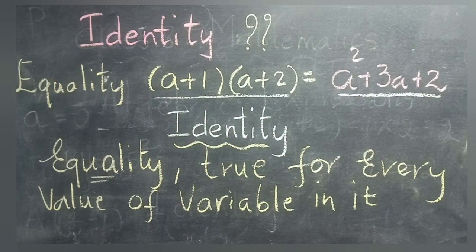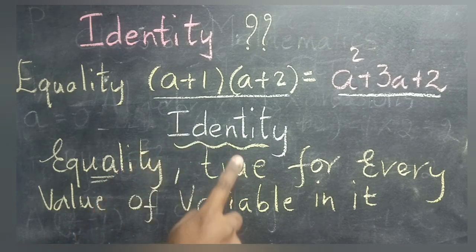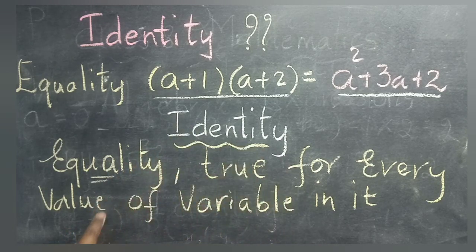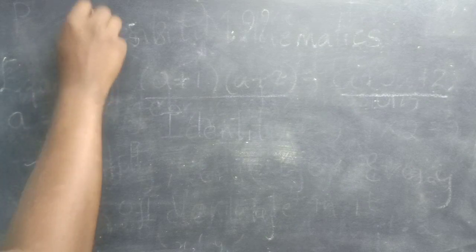Hopefully you have understood the concept of identity, which is a very important concept in mathematics. An identity is an equality which is true for every value of the variable in it. Students, we have learned the concept of identity. Now we will see what an equation is.